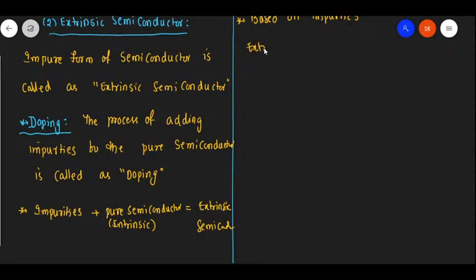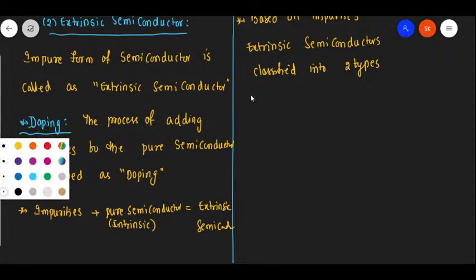Extrinsic semiconductors are classified into two types. Very easy chapter and very interesting chapter.